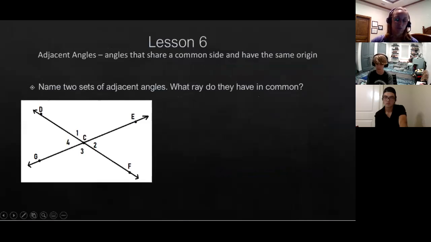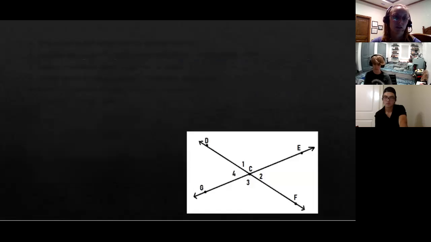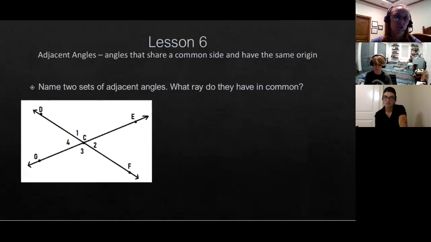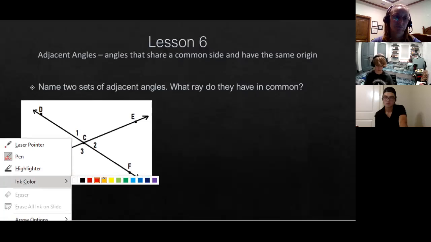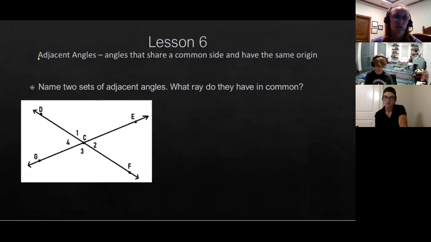Okay. So that should have been all of lesson 5. You'll be drawing some angle bisectors. You'll be trying to find midpoints. You'll be identifying parallel or perpendicular lines. And then in lesson 6, we get into angles again. So first we're talking about adjacent angles. These are angles that share a common side and have the same origin. So that just means that they're next to each other.